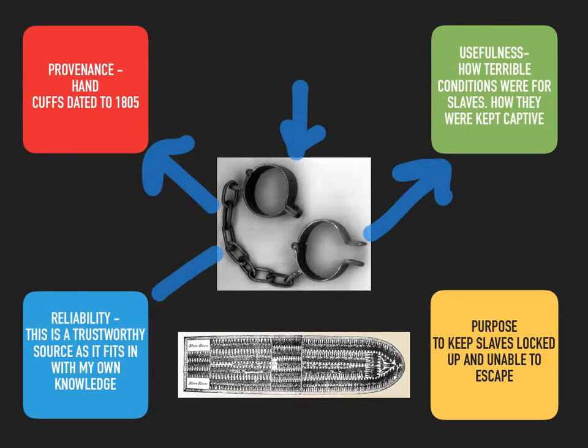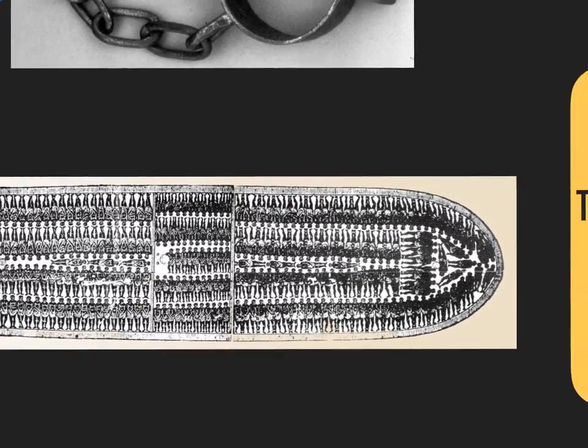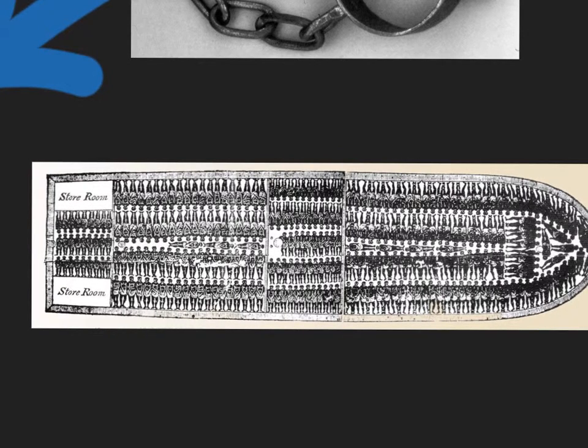Now, is this reliable? Well, I've decided yes, it is. It's a trustworthy source as it fits into my own knowledge. Now, you can see that I've put another picture at the bottom here. Now, this is a picture of a slave ship, and you can see this was made as part of the design of a slave ship, so this was a source made by slave owners. And I can see in this picture, isn't it awful? I can see loads of people tied, and if you zoom really closely in, their hands are handcuffed.